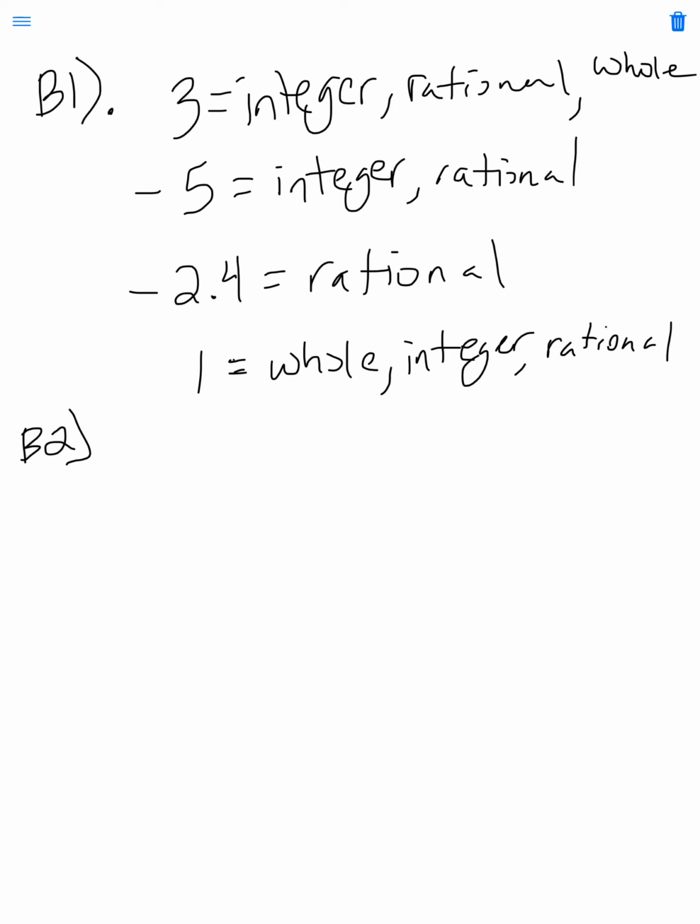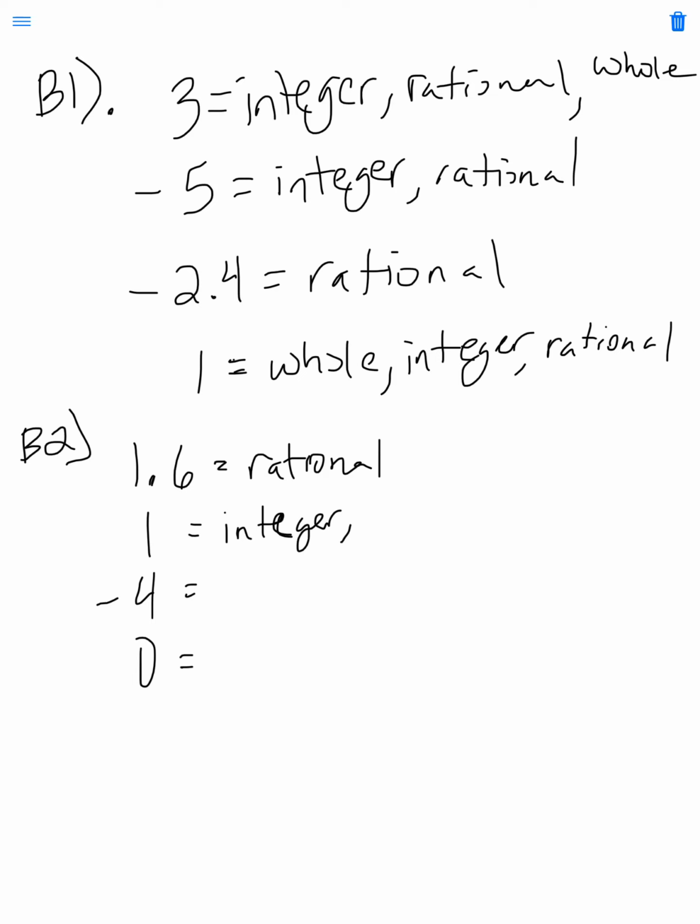All right, then on B2, I had the numbers 1.6, 1, -4, and 0. Remember, just like the other one, 1.6 is a decimal, so it's a rational number. Remember, decimals are not integers. 1 is an integer. In fact, I put that one down on purpose because I was like, seriously? If you got B1 right, you would have got B2 right as well. It's whole and it's also rational.